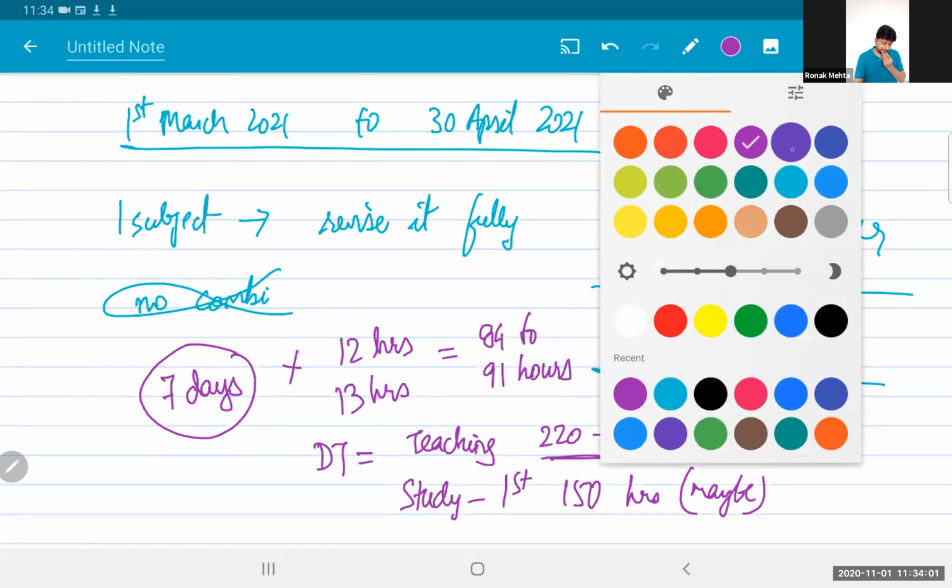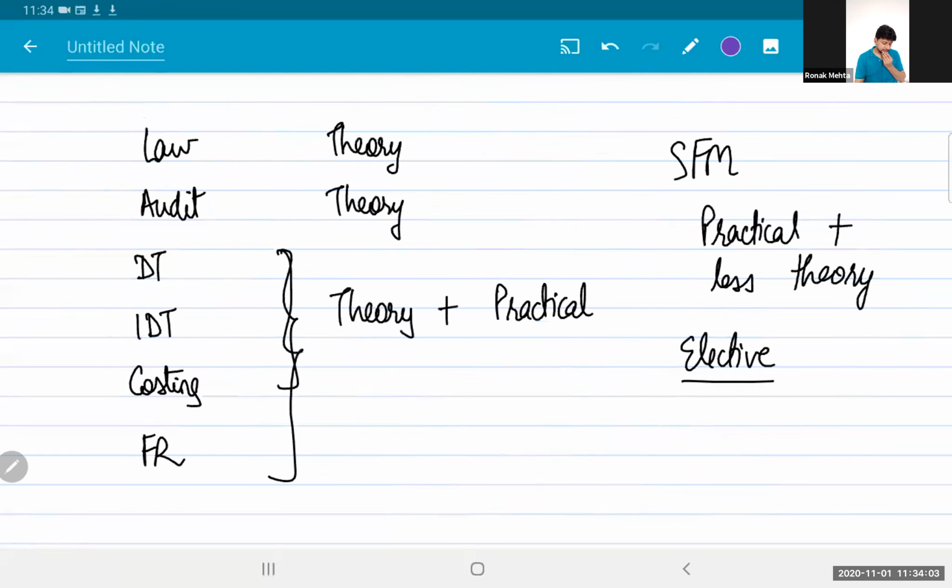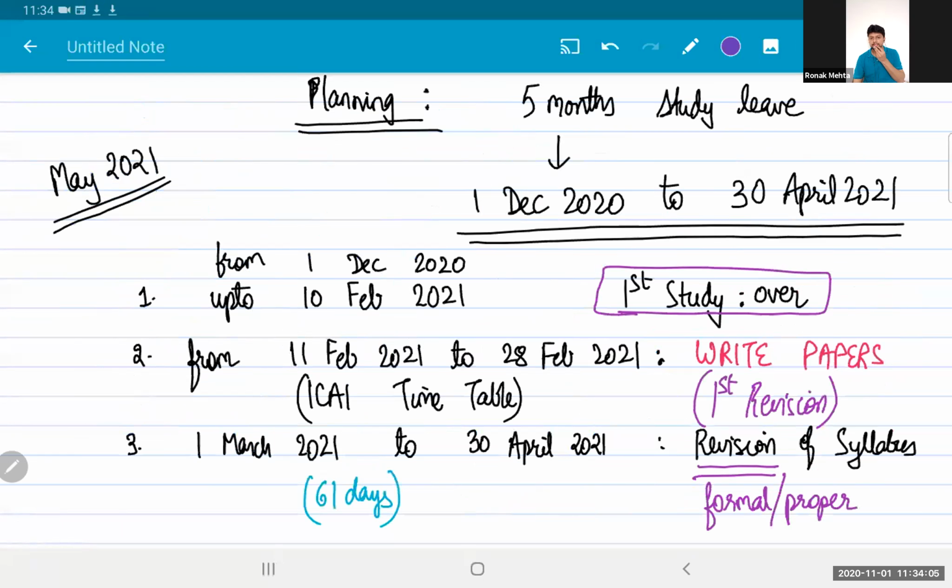Somebody who gets a study leave less than 5 months. If you're getting a study leave from mid-December. By the way, is there anyone who's getting it from 1st January onwards? 1st January? That's exactly what I was asking. So if your study leave is from January onwards, it's going to be a tough 4 months for you.